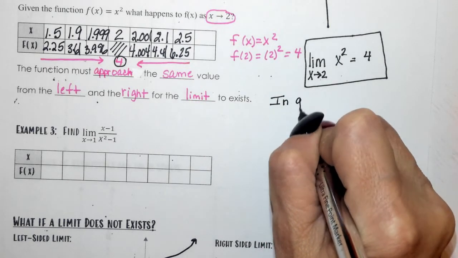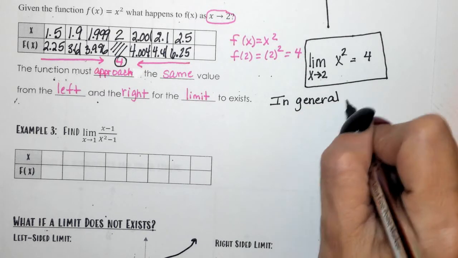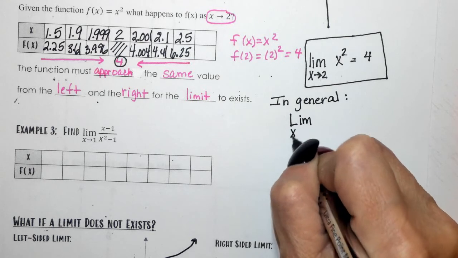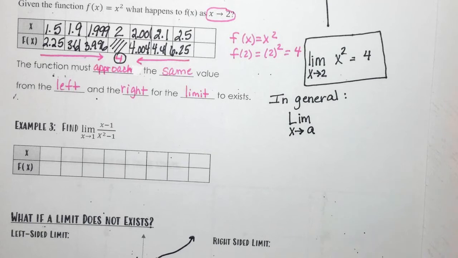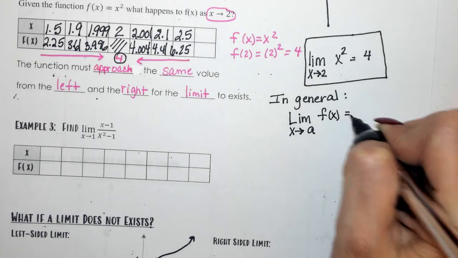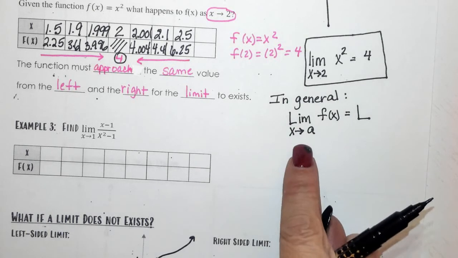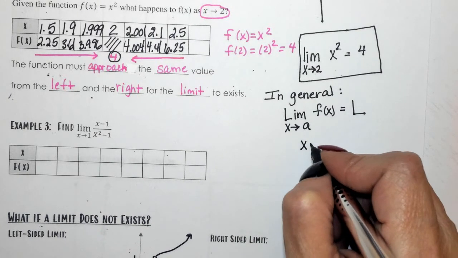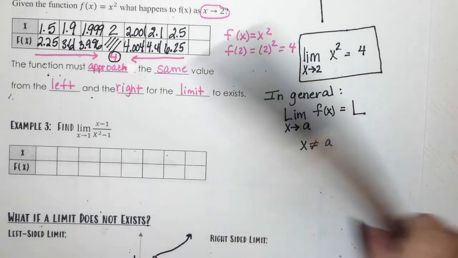In general, here's the way you might see it written in your IB exam. The limit as x approaches a, where a stands for some constant that it's approaching, of f of x, our function, equals L. In general, if we approach a of some function, it's going to equal L, and the rule is that x cannot equal a. That's going to be our restriction.